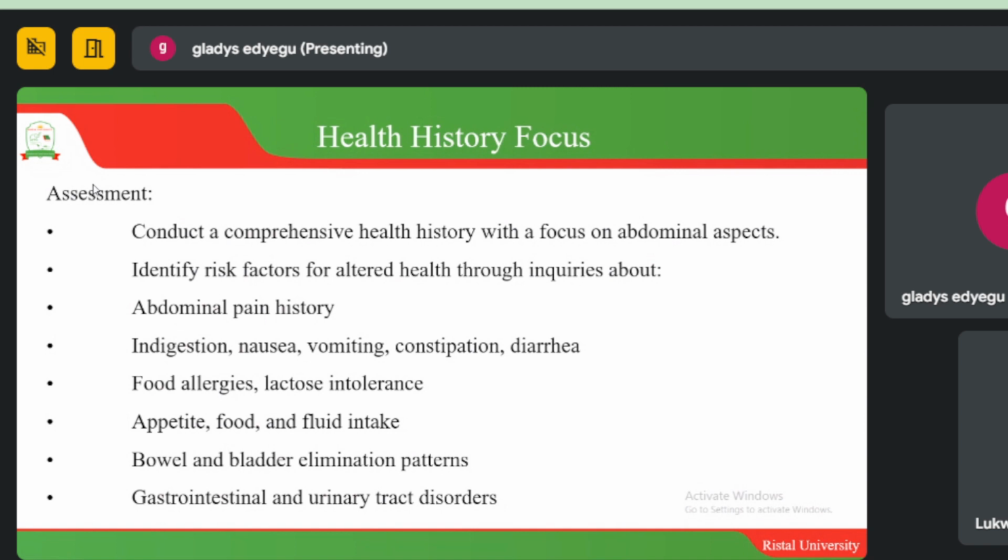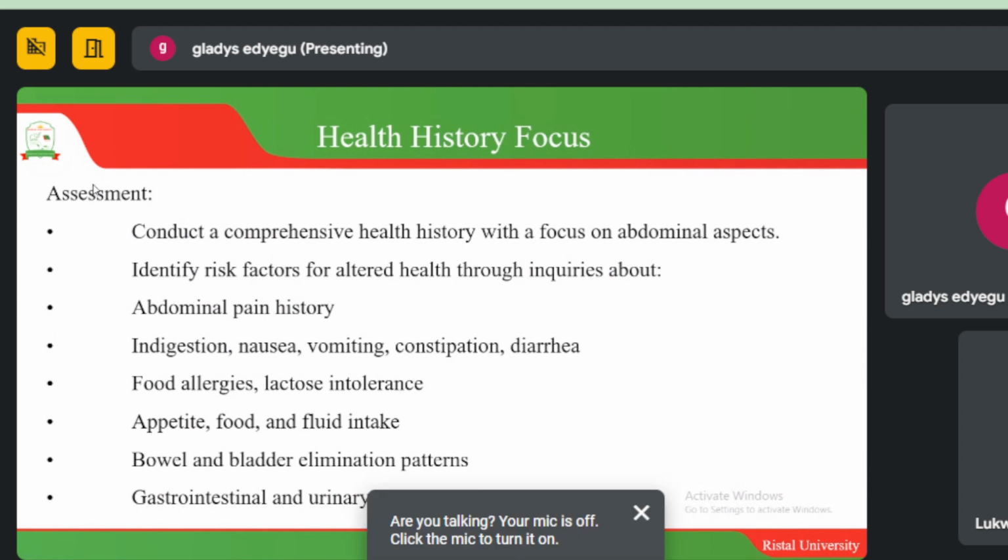Find out if your patient has a good appetite or he has lost his appetite. And then also the foods that he takes and the fluid intake, whether he's able to feed or is able to drink.